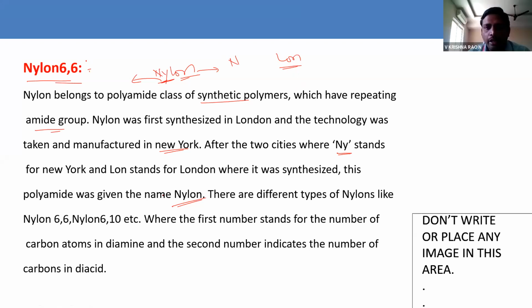There are different types of nylons, like nylon 6,6 and nylon 6,10. What does this 6,6 indicate? In nylon 6,6, the first number stands for the number of carbons in the diamine, and the second number indicates the number of carbons in the diacid. In the preparation of nylon 6,6, the first 6 stands for the number of carbons in the diamine. We take hexamethylene diamine, so there it is 6.